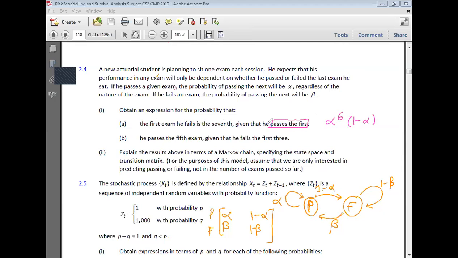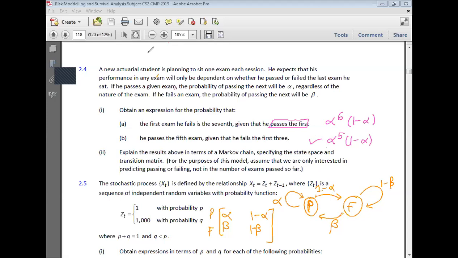Will it be alpha raised to 5? And why do you think it should be alpha raised to 5? Because the first exam he has passed. Okay, so you'll start from the second exam: 2, 3, 4, 5, 6, right? And the seventh exam he has failed. Yeah, that is indeed correct.